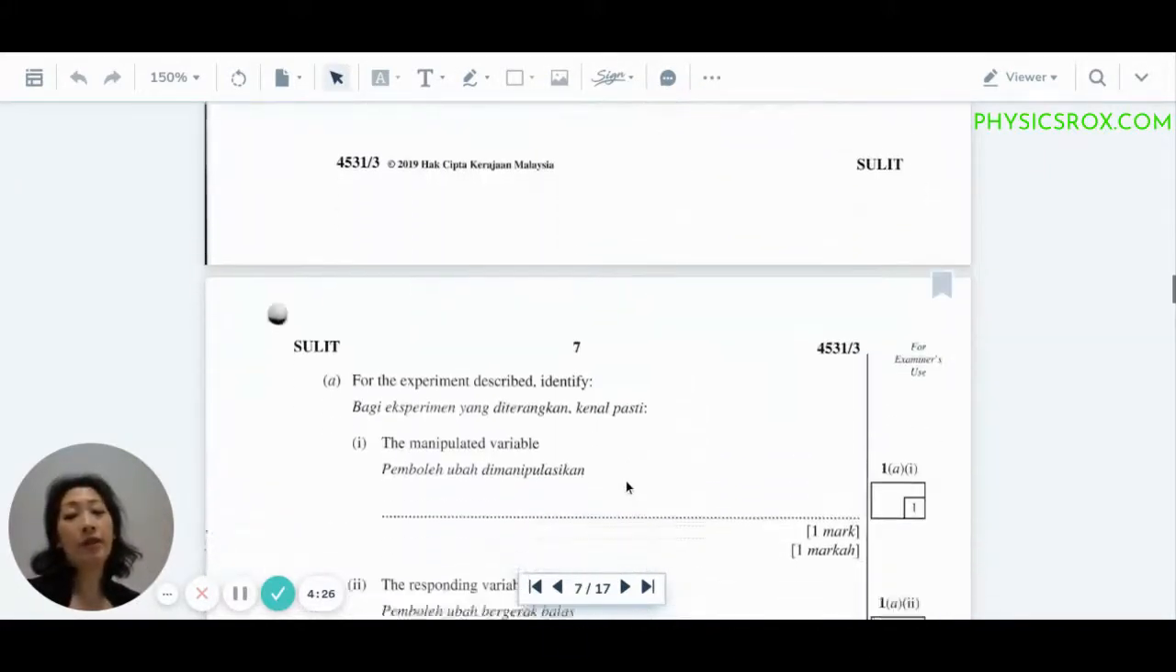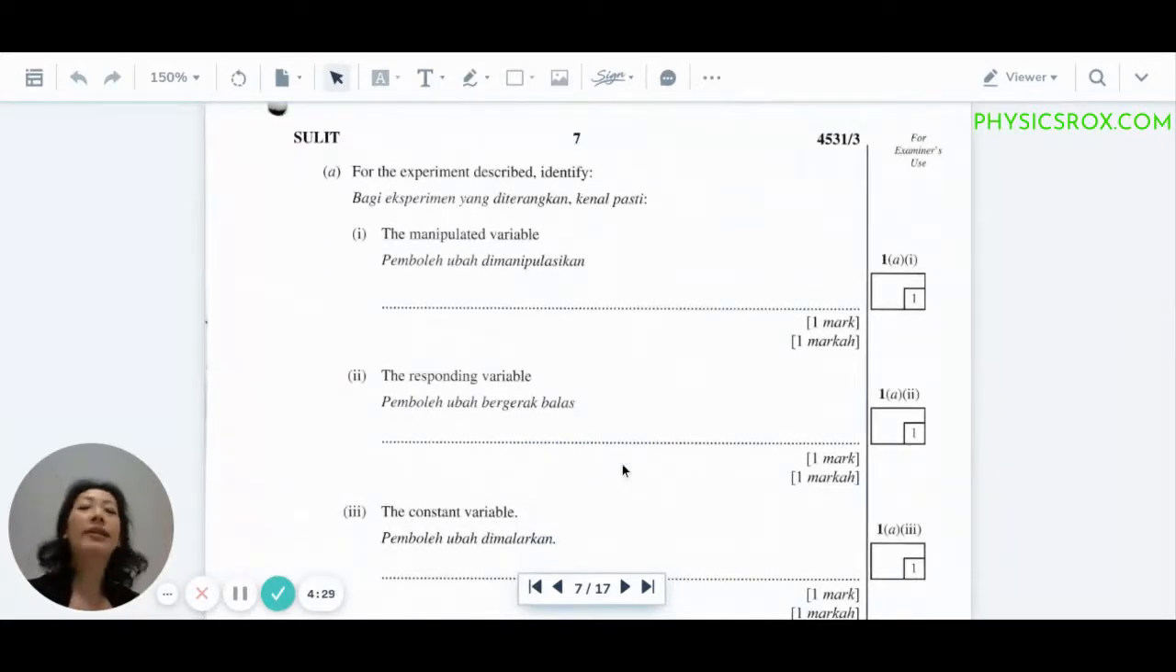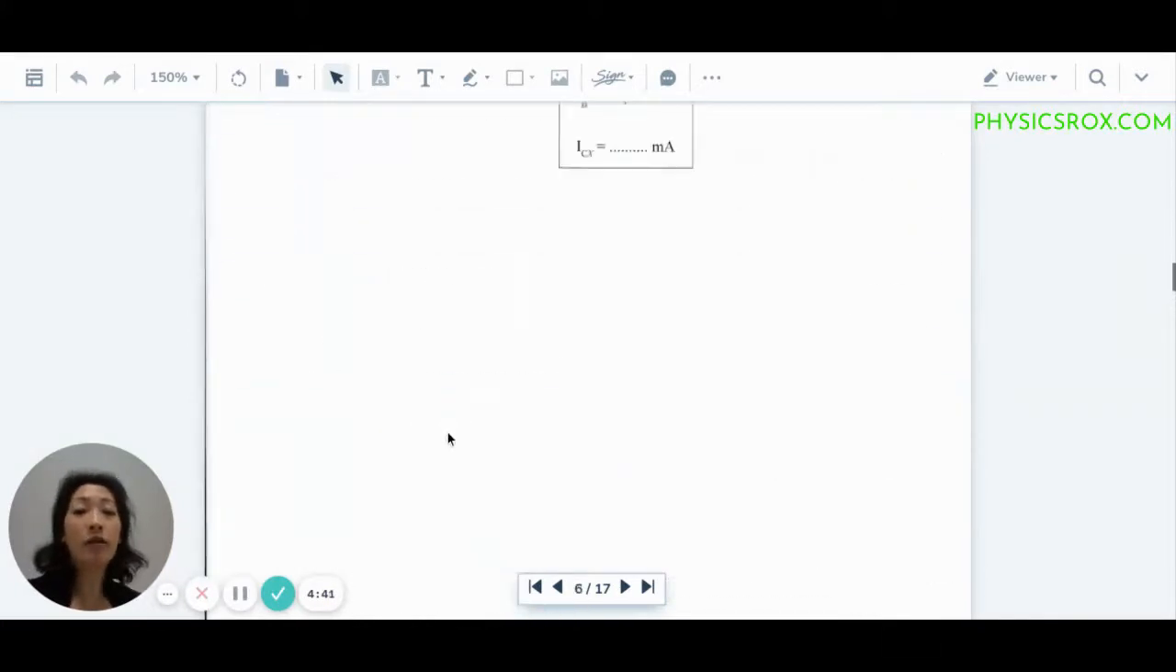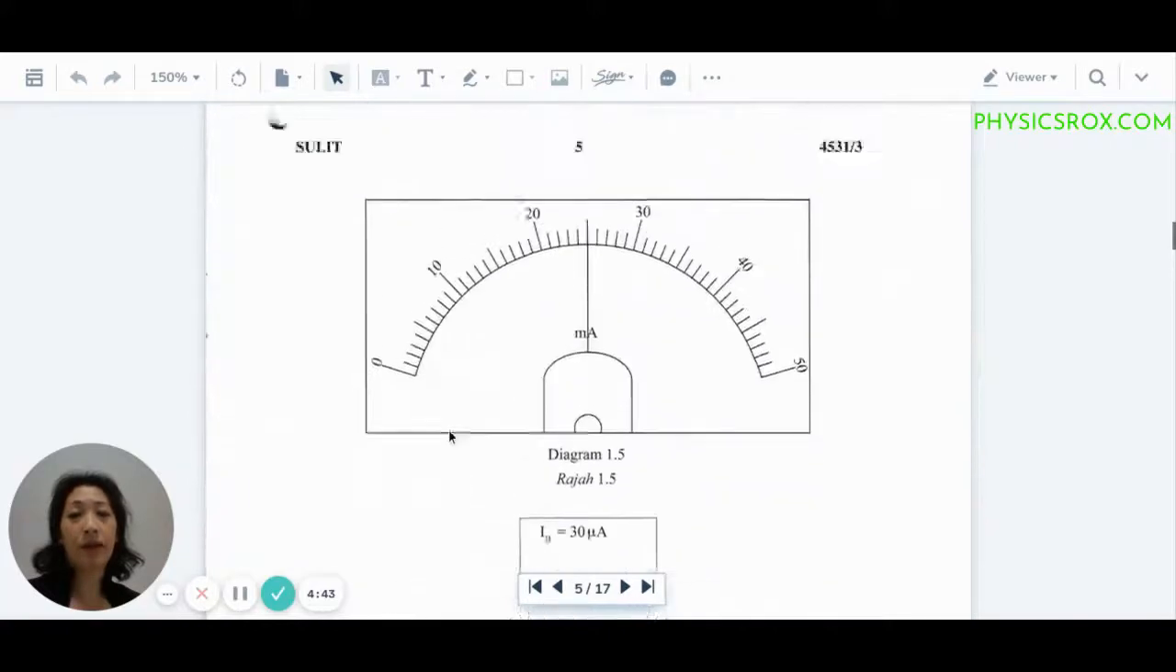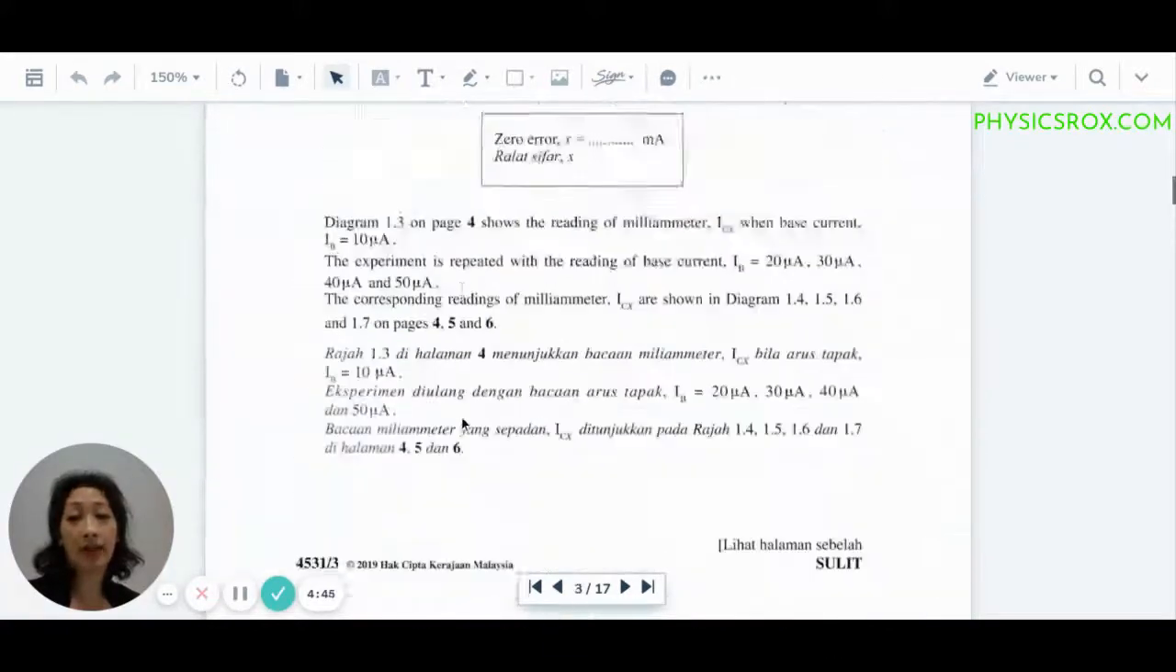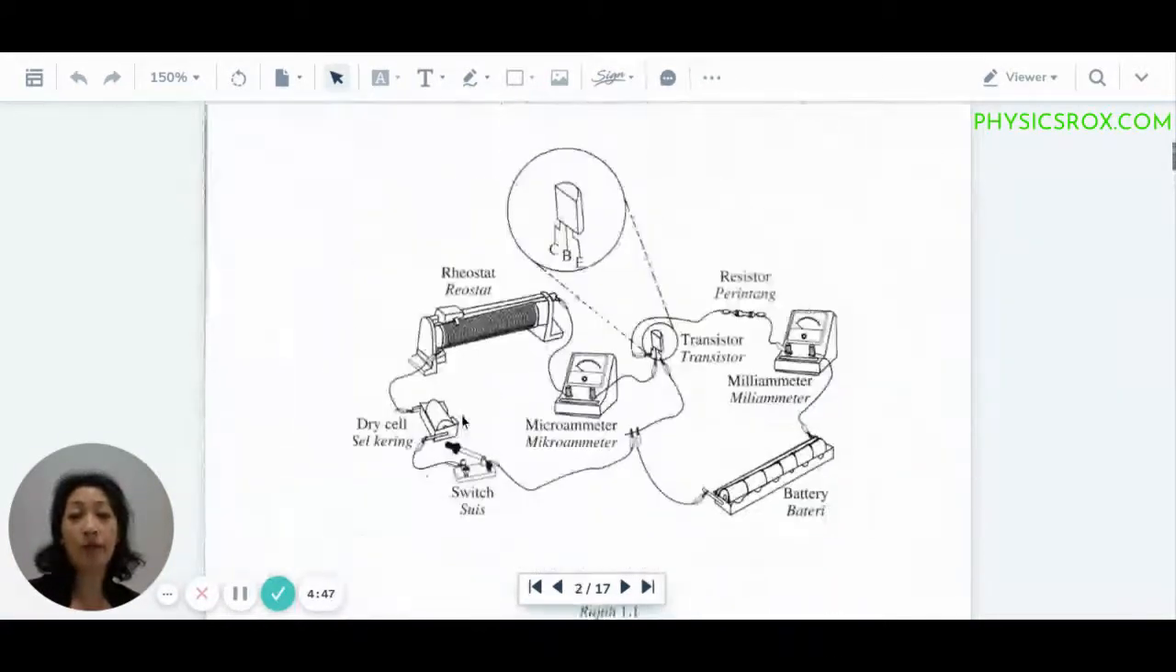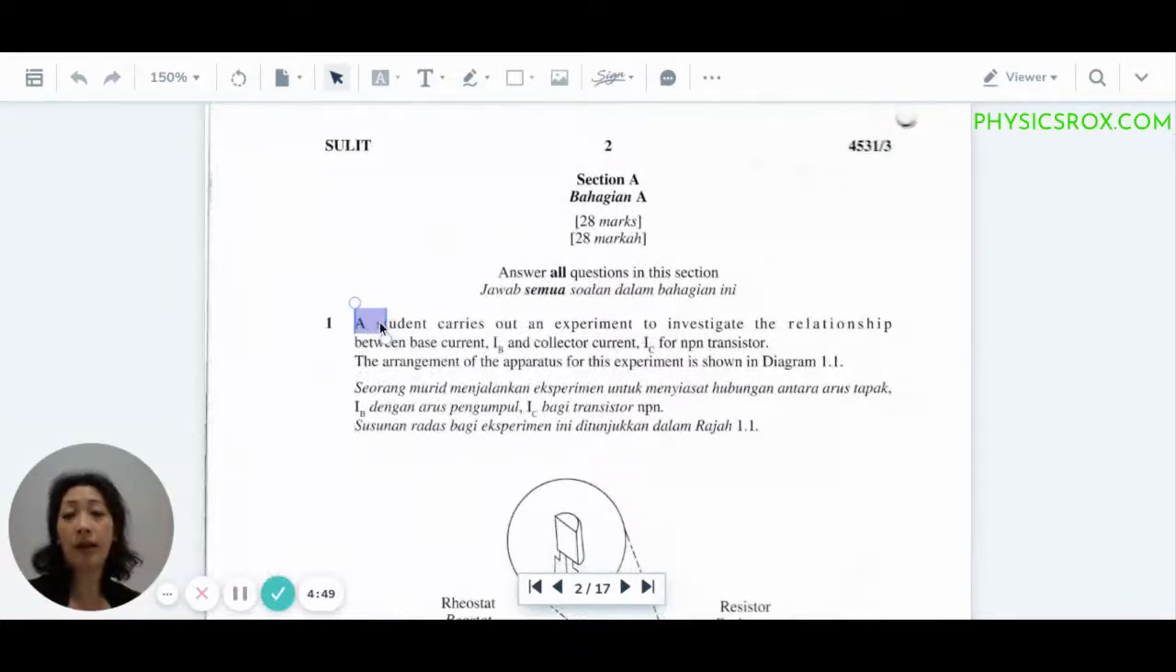So the very first question, A, always asks you for the variables, which are the manipulated, responding, and constant variable. Now, don't crack your head so much in order to get the answers for the first 2. Always go back to the very first line of the question. I'm scrolling back to show you. It's over here in the very first sentence.